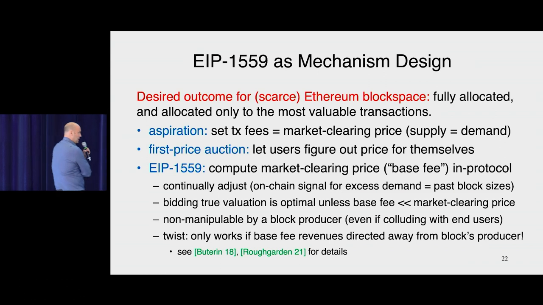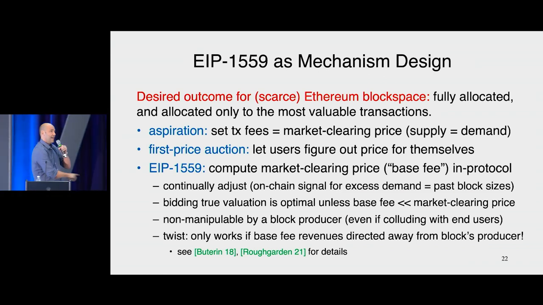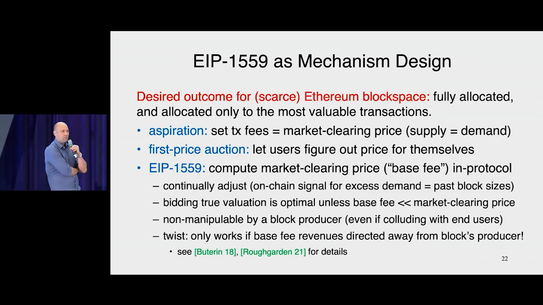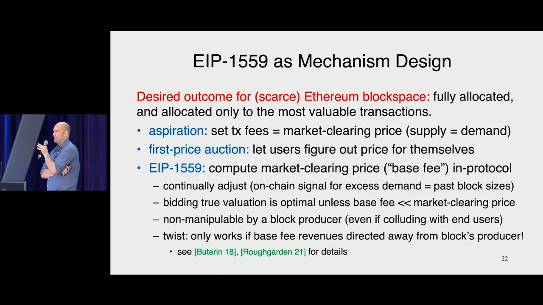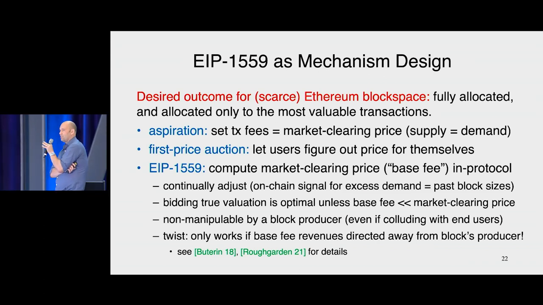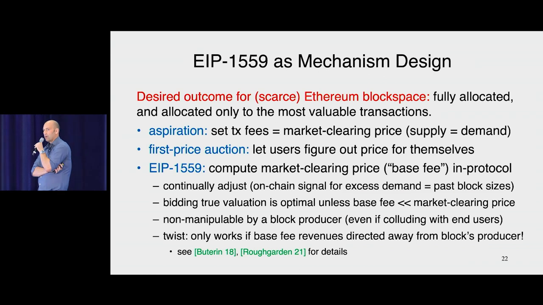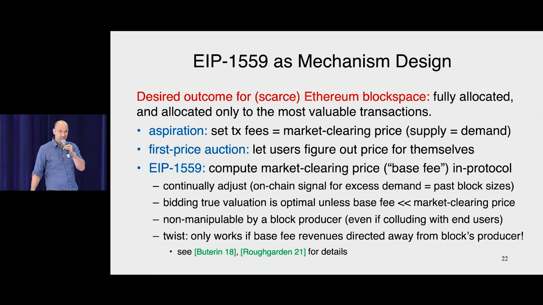It also enjoys some really nice collusion resistance properties, which are important in a blockchain context. And interestingly, those collusion resistant properties hold only if you do something fairly counterintuitive with the revenues that are being generated by the base fee. The most obvious thing to do with those revenues is to pass it on to the producer of the block, just like you would with a block reward, but then you're vulnerable to cartels between that block producer and end users. They could then have an off-chain agreement that allows them to circumvent the base fee.